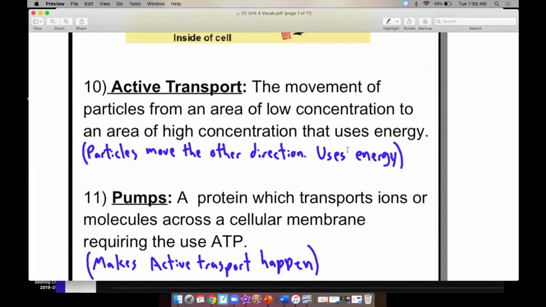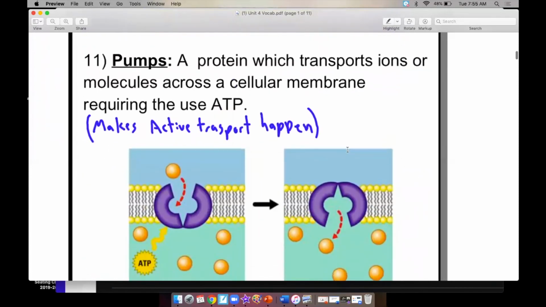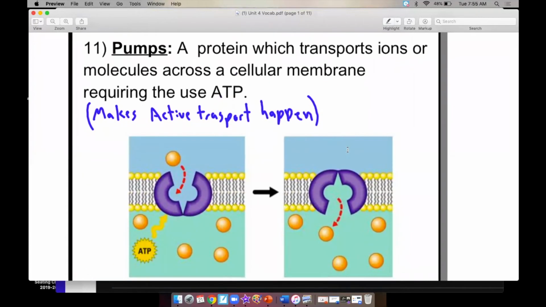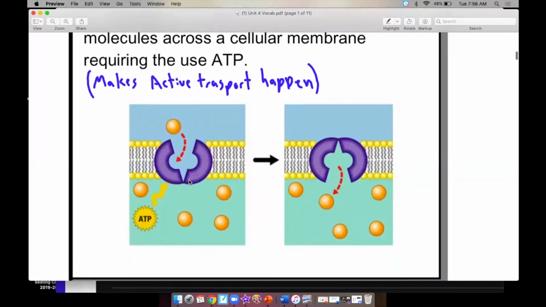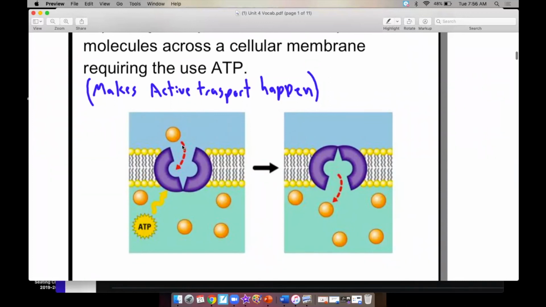How are we going to do this? These are going to be how active transport works. 11, one option is to use pumps. A protein which transports ions or molecules across a cellular membrane requiring the use of ATP. Right? Ions or molecules, I've just been saying particles. A protein which transports particles across the membrane using ATP energy. That's energy, guys. So pumps make active transport happen. So we got a concentration gradient, a lot down here, so they want to spread up. Active transport, we're going to use energy to push this particle down.